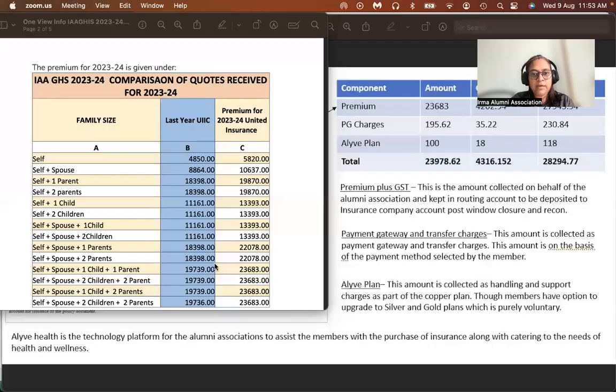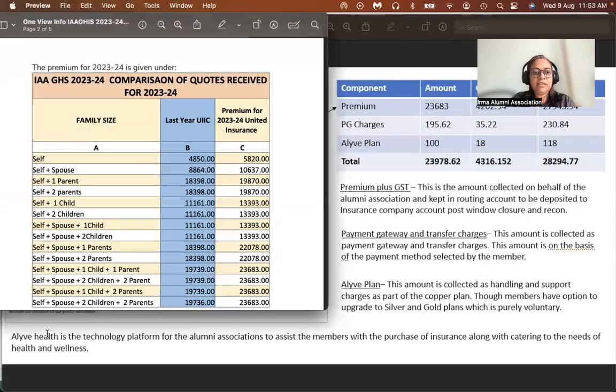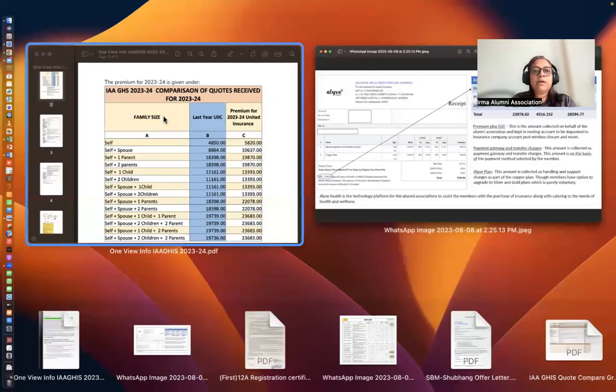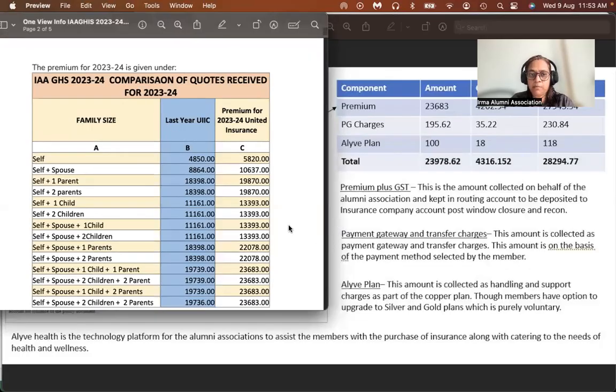Namaste, good morning. I'm making this video to explain how the premium calculations are done for the IRMA Alumni Group Health Insurance Scheme, just to clarify how we reach the final number of the payments that are being made to Alive. So let us first have a look at the premium amounts.